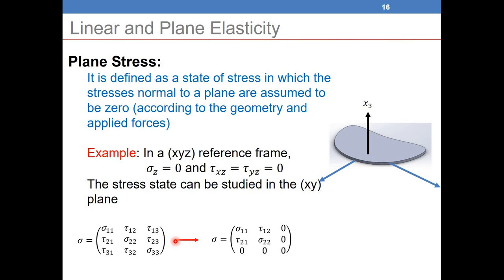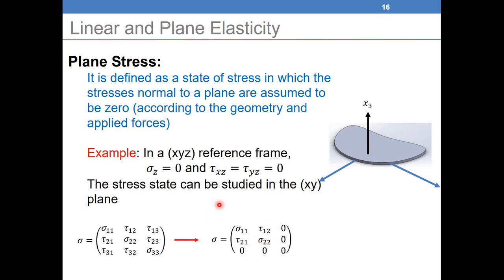But if there are some conditions, I can get rid of three terms here. I can put them as zeros. Also, instead of working with 9 or with 6 components, as we said, we can work only with 3: 2 normal stresses and 1 shear stress. So I can work on only one plane. I don't need to work in 3D.